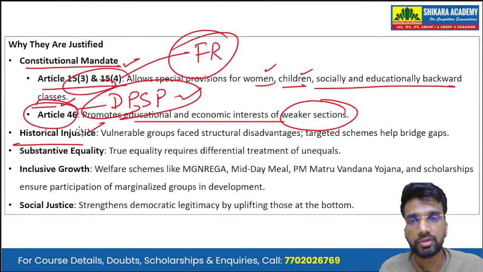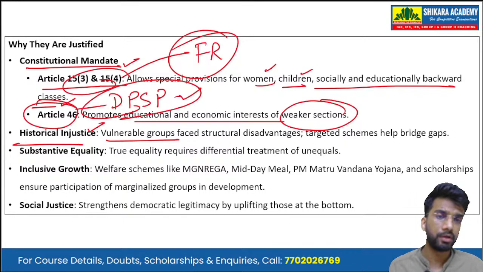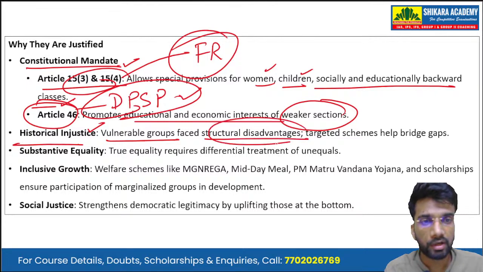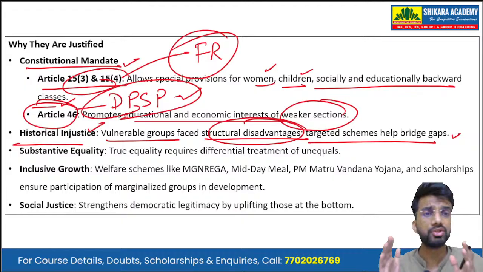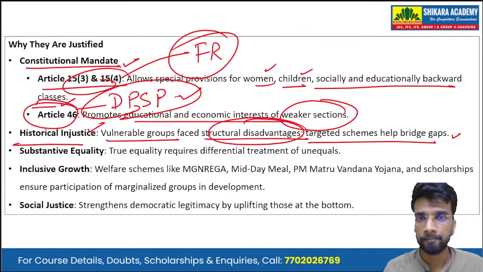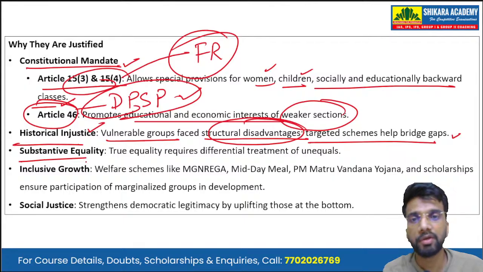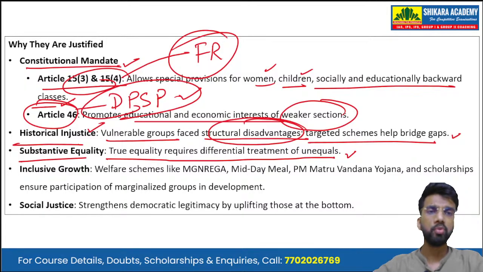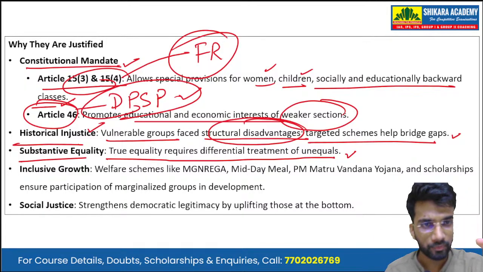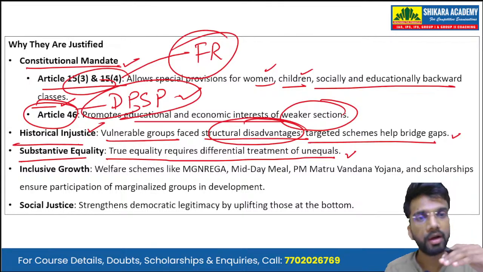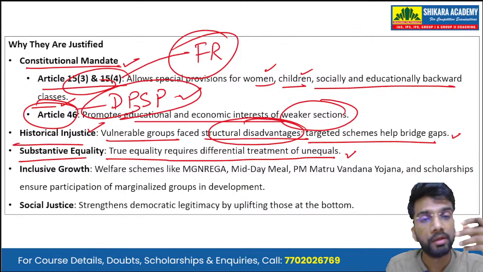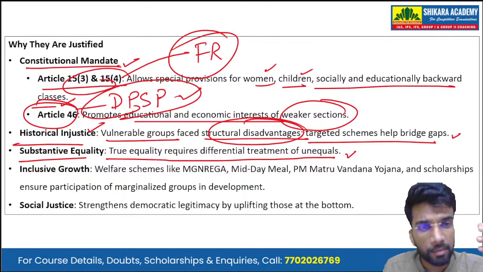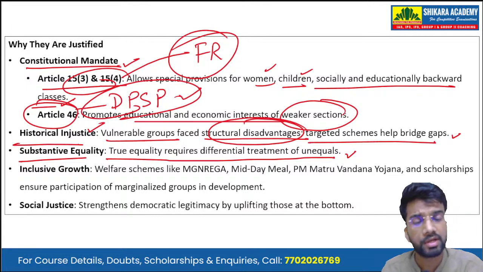Second is the reasoning of historical injustice. These vulnerable groups, particularly the SC, ST, OBC communities and women, faced structural disadvantages, and targeted schemes help bridge this historical injustice gap. Then we have the idea of substantive equality. True equality requires differential treatment of unequals. People who are equally placed should be treated equally. We cannot treat a billionaire and a person below the poverty line in the same manner. That is the idea behind substantive equality.